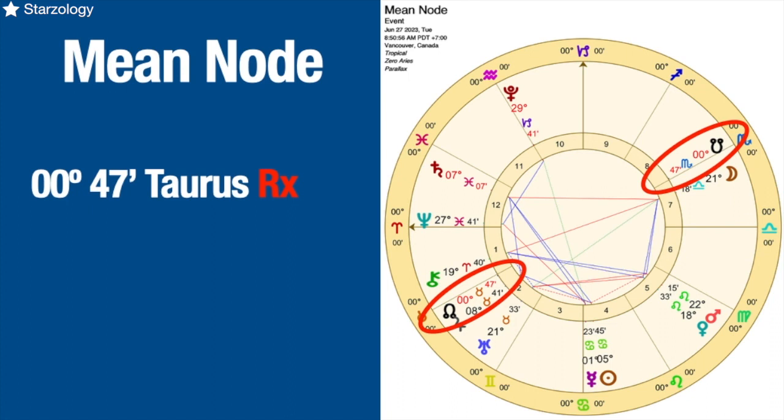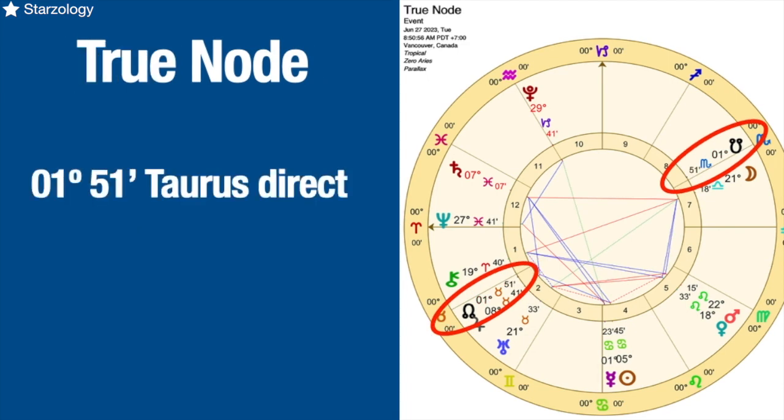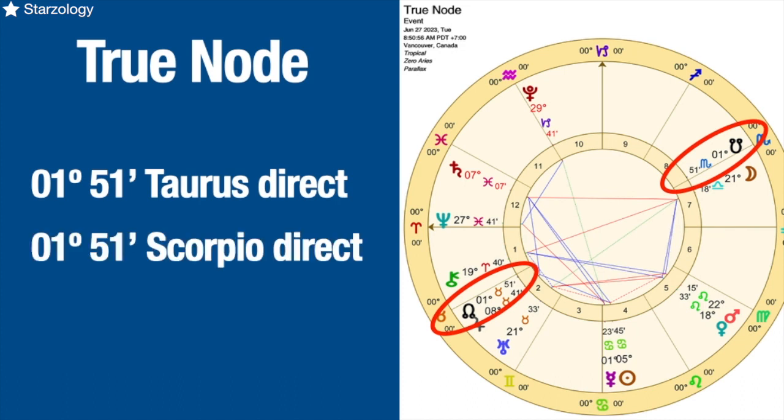In this chart here, the mean node is at 0 degrees 47 Taurus retrograde and 0 degrees 47 Scorpio retrograde. That is the mean node. And if we look at the exact same chart now with the true node, we can see that this is now 1 degree 51 Taurus direct and 1 degree 51 Scorpio direct.